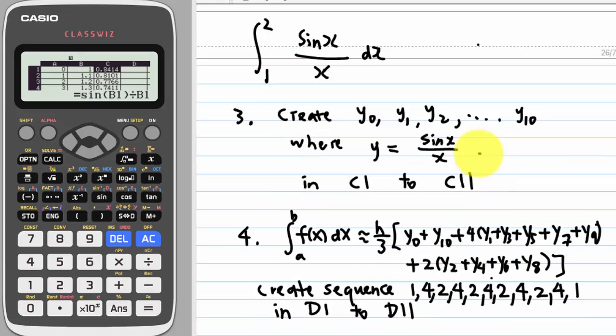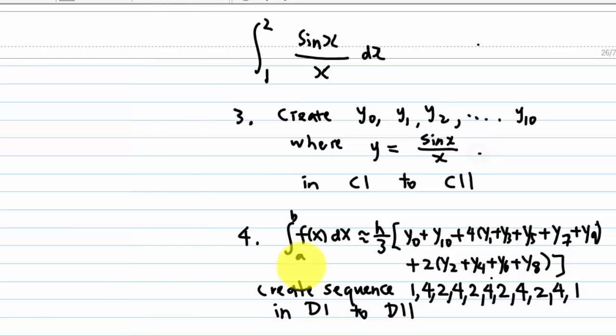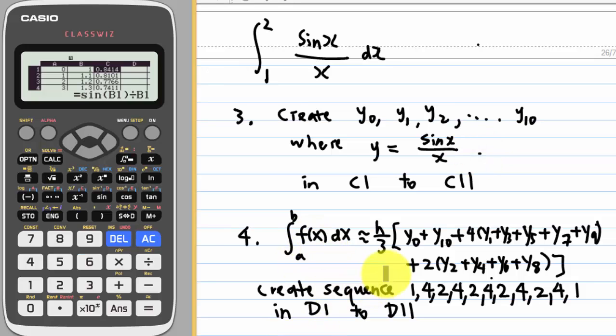As we apply Simpson's rule, we know the integral of f(x) dx from a to b is approximately equal to h over 3 times y0 plus y10, plus 4 times y1 plus y3 plus y5 plus y7 plus y9, plus 2 times y2, y4, y6, y8. Therefore, we are going to create a sequence 1, 4, 2, 4, 2, 4, 2, 4, 2, 4, 1 in cells D1 to D11.